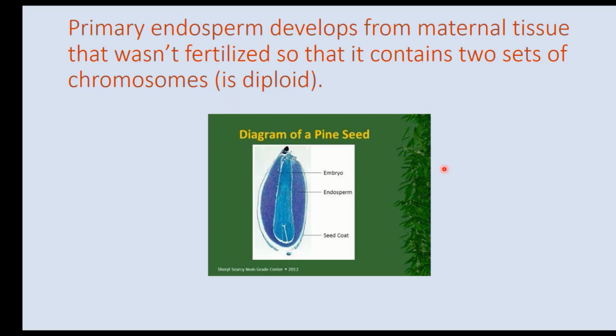The primary endosperm developed from maternal tissue that wasn't fertilized, so it contains two sets of chromosomes, which is diploid. And the diagram of the pine seed, where you can show by the ends the indication of an embryo, is like the first one, really. The one in the first slide is the one that shows a good representation of this.